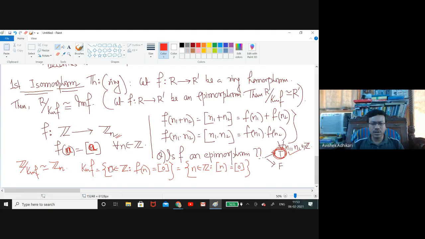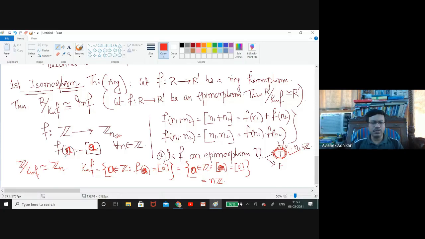So all such a, such that a n equal to 0. So all such a belongs to this, such that a n equal to 0. And what should be the form of a? All multiples of n should be class 0 in Zn. So all such a should be of nZ form.